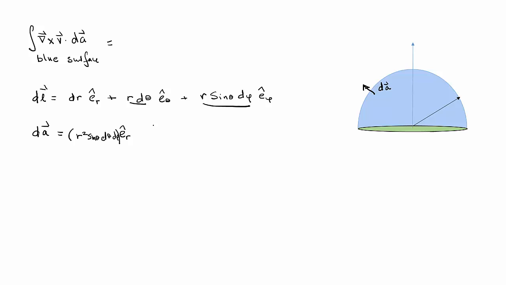In fact, there'll be other components in general, not for our surface. For example, for the e_theta component, we would have r sine theta d phi dr in the e_theta direction. And in the e_phi direction, we would have r dr d theta. But for our particular surface S, dr is 0 for the hemisphere.